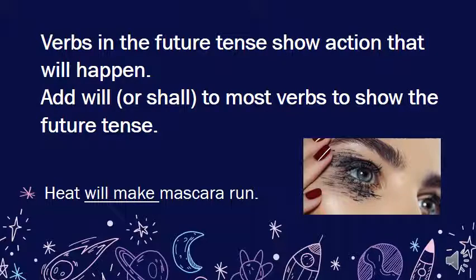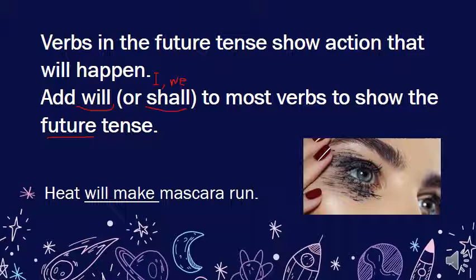Verbs in the future tense show action that will happen. So we add will or shall. When do we add shall? With I or we. But will goes with I and we and also he, she, it and all the other pronouns. So we add will or shall to most verbs to show the future tense, something that will happen.